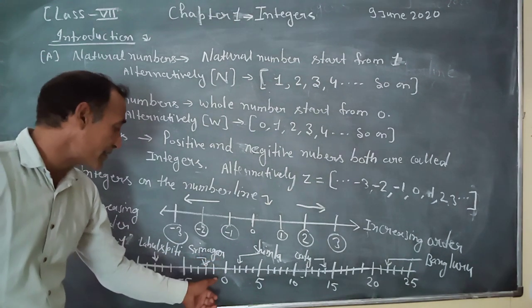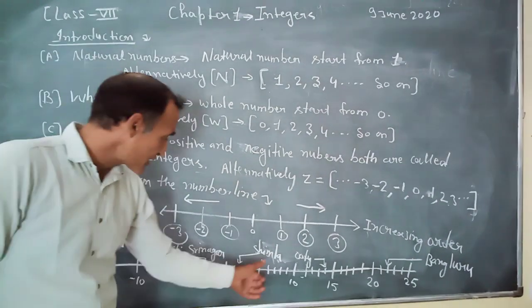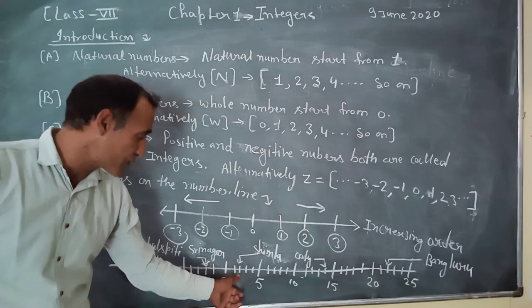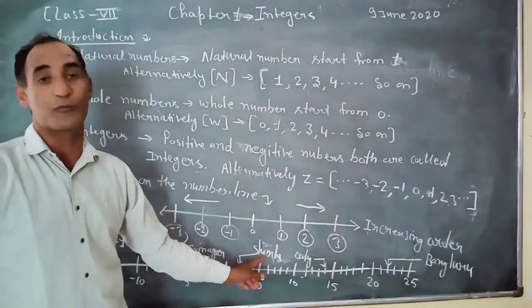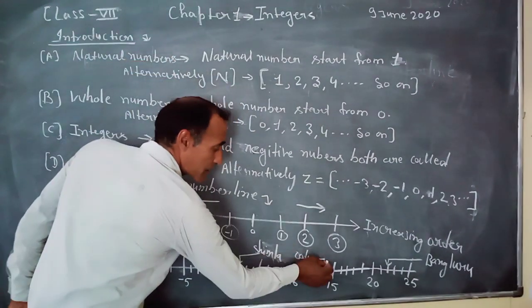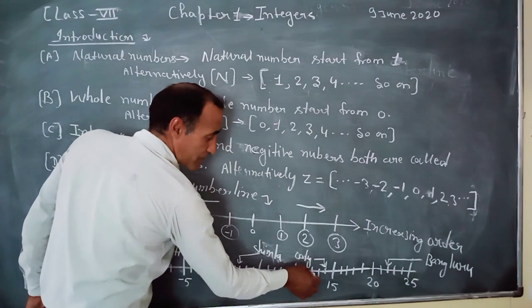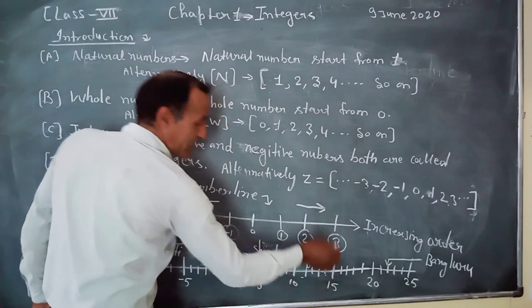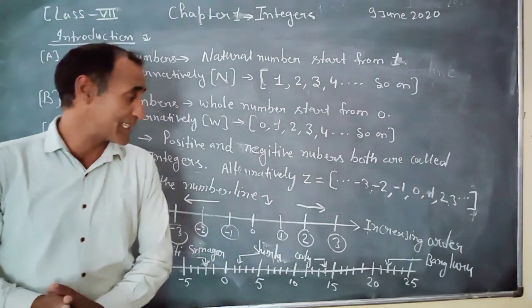Srinagar temperature is 1, 2, so -2 degrees Celsius. Similarly, the arrow sign on the positive right hand side, 1 and 2, so +2. What is the temperature of Ooty? Here the arrow is on -10, -11, -12, -13, -14. So Ooty temperature is -14 degrees Celsius.